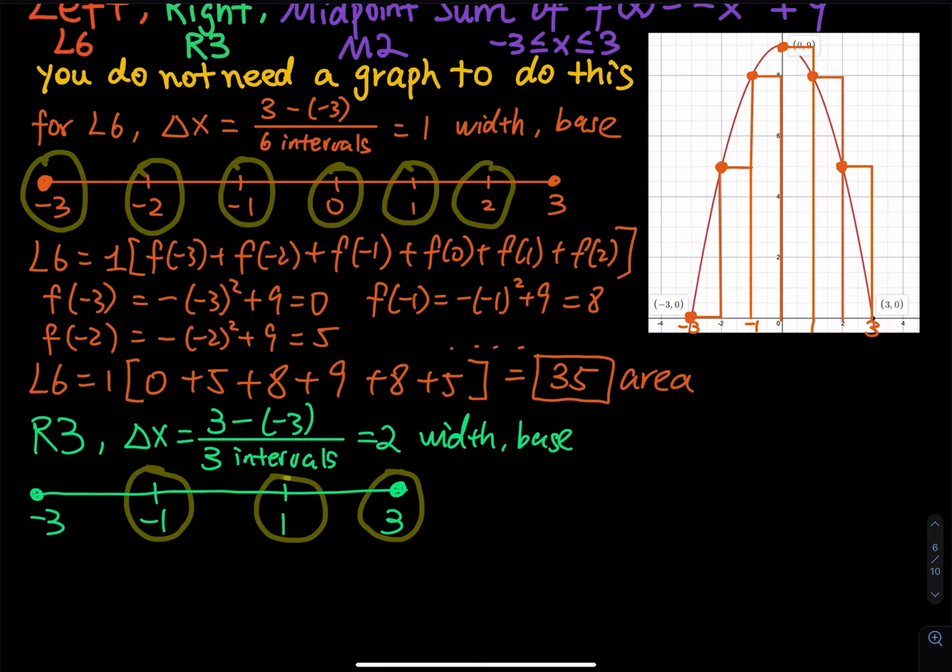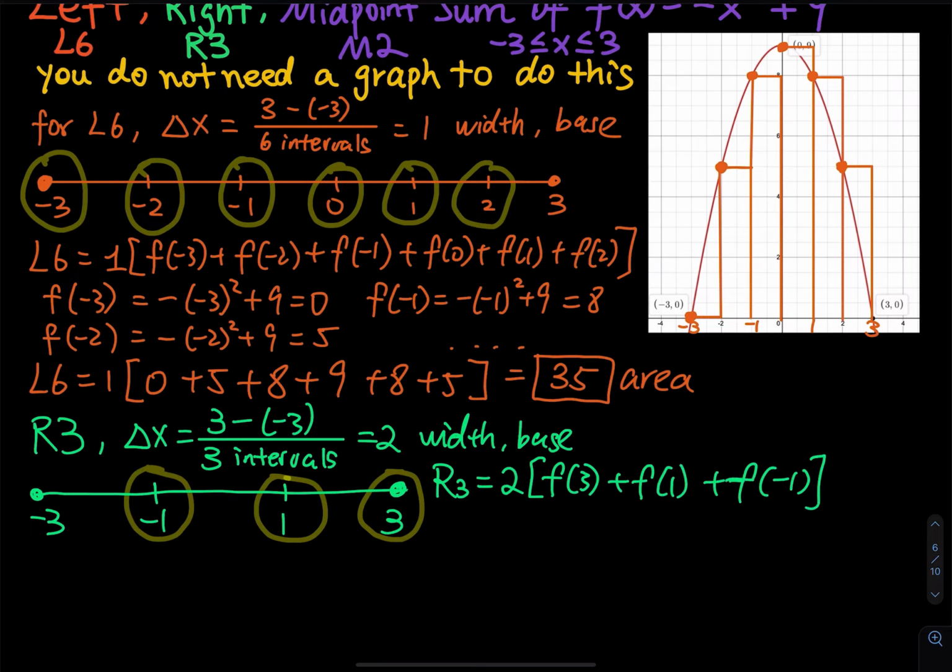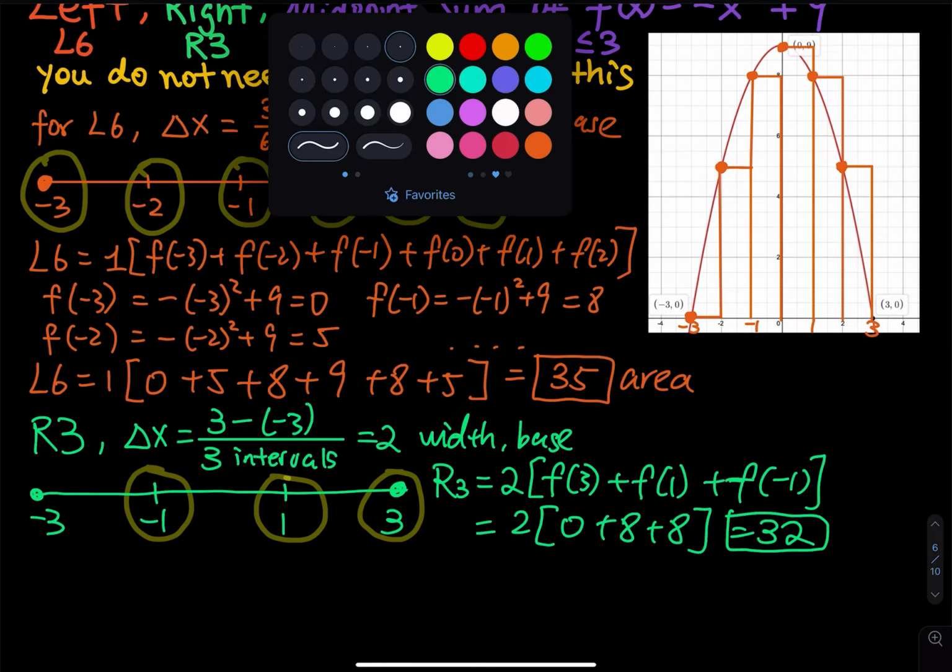Okay, and then for our sum, we have R3, so that is equal to the base, and then we have f of 3 plus f of 1 plus f of -1. Of course, you have to do the function evaluation. Simple, just plug in the 3, 1, -1 to the parabola function, and then you will get the corresponding y value. So that is 2, and then we have 0 plus 8 plus 8. So that is 2 times 16. We have that equal to 32, and then this is the area of the right sum using 3 intervals. And then you might ask me, hey, let's do a quick what if. What if we are trying to do L3?